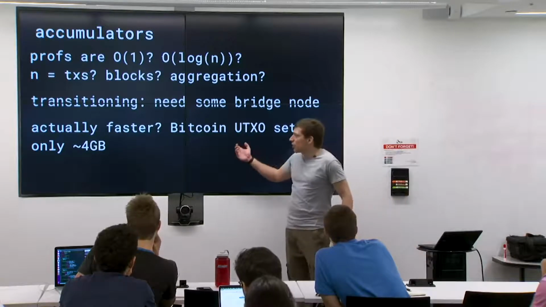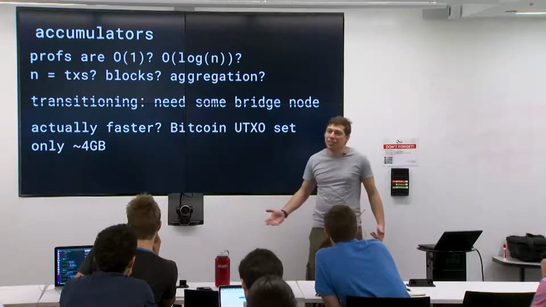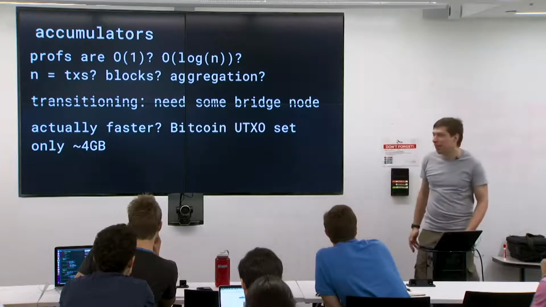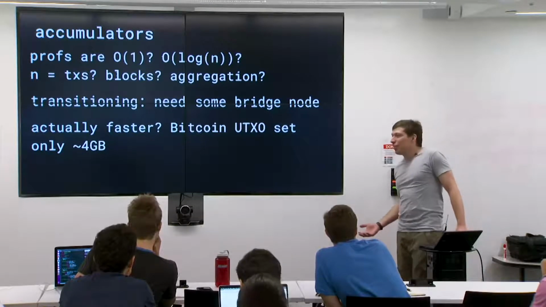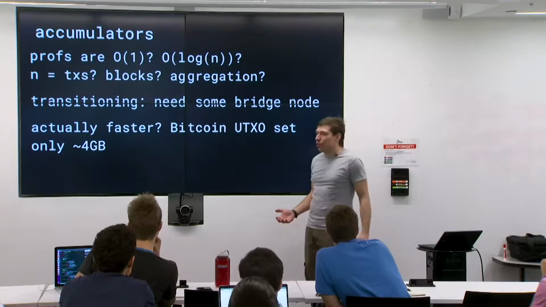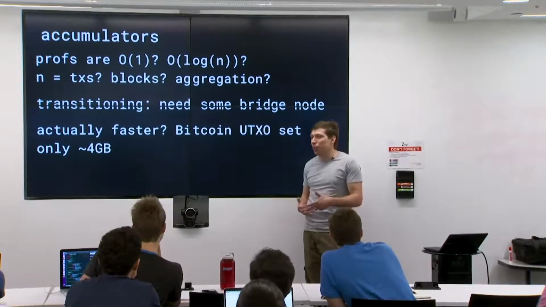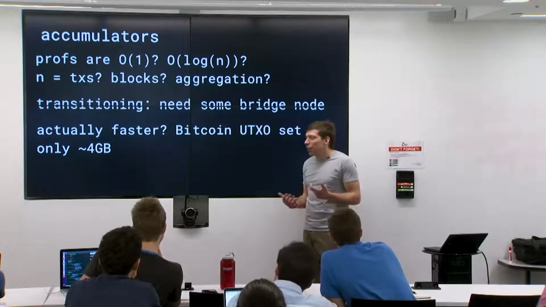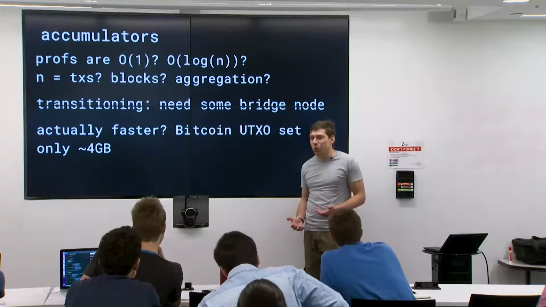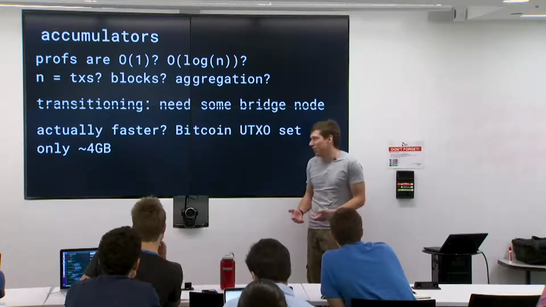Because the Bitcoin UTXO set, well, it's 4 gigs. Not even, right? It's 3.5 gigs now. So in practice, there's probably a lot of cool cryptographic technologies, and you could write a whole paper and have all these cool things. And then if you actually implement it, it's like, well, it actually goes twice as slow. It's just using the regular.